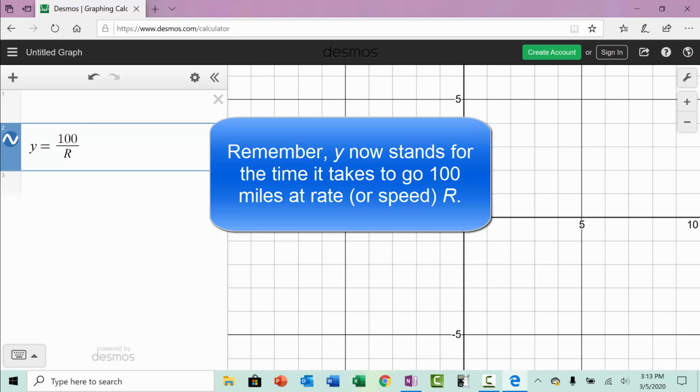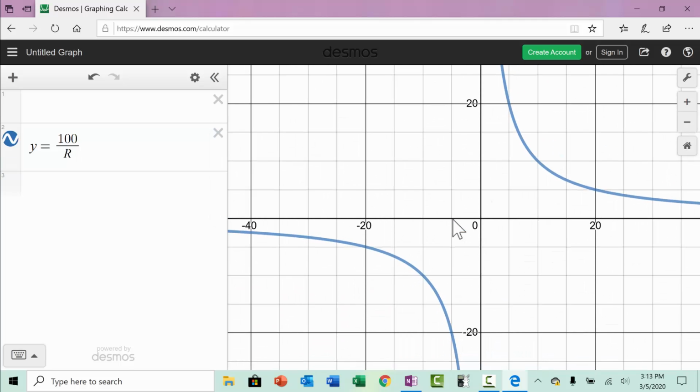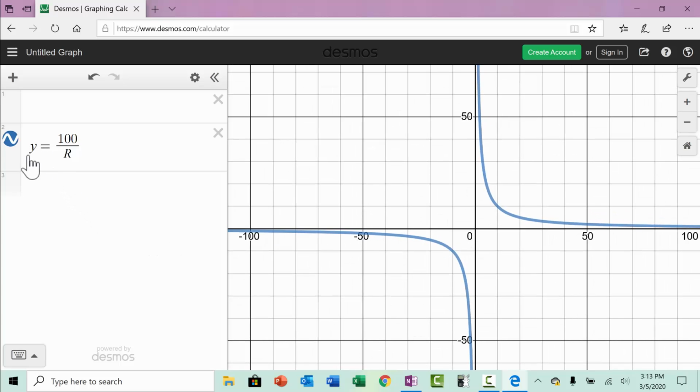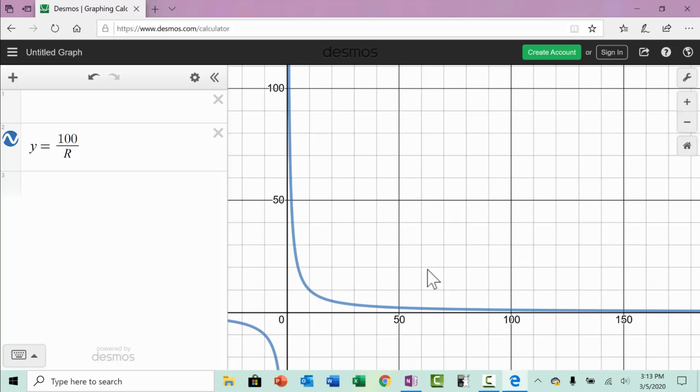And you don't see much in this graph over here unless you zoom out. And then you see the graph of our function. Remember, Y stands for T, the time it takes to travel 100 miles at a certain speed, R. And so I don't think this portion of the graph that's over here in the third quadrant is going to be very helpful, because R is going to be negative, and then the input's negative, and the output time is negative. So we're not going to look at that part of the graph for our example here. We're going to look at the part of the graph that's in the first quadrant.